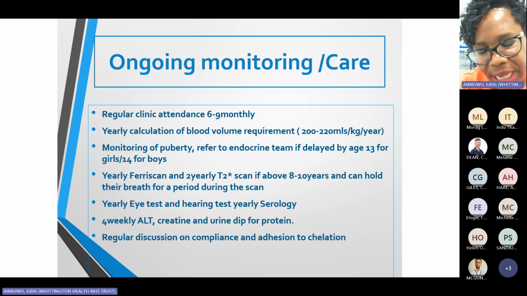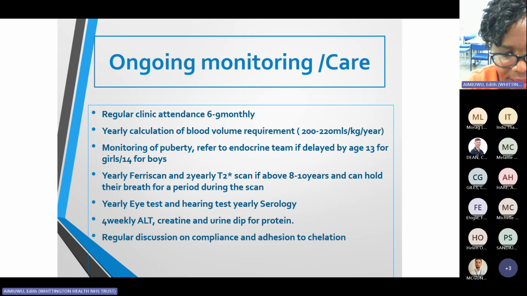Then we do a yearly eye check and hearing test, especially when on desferoxamine. Presently in our service, we don't have any on desferoxamine, but we do a yearly eye check and hearing test. We also do yearly serology just to ensure that their serology is still intact in terms of Hep B, Hep C, and that they are all intact.